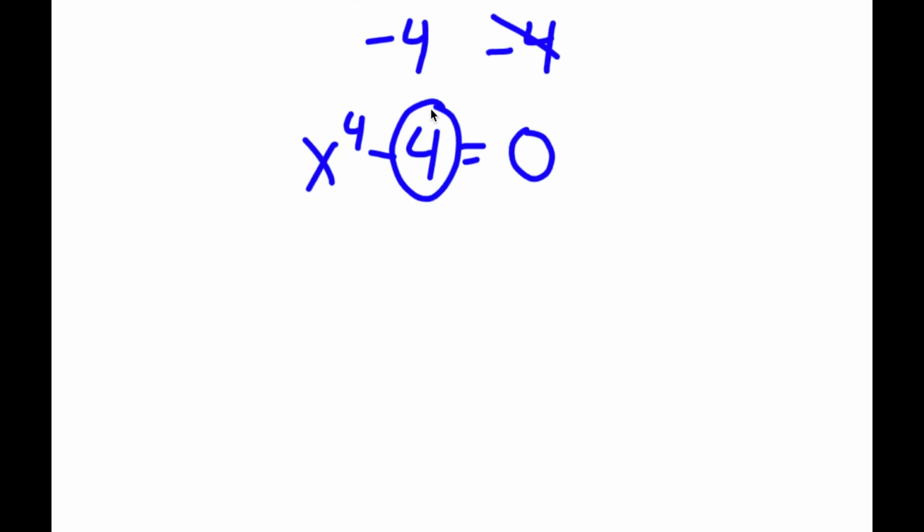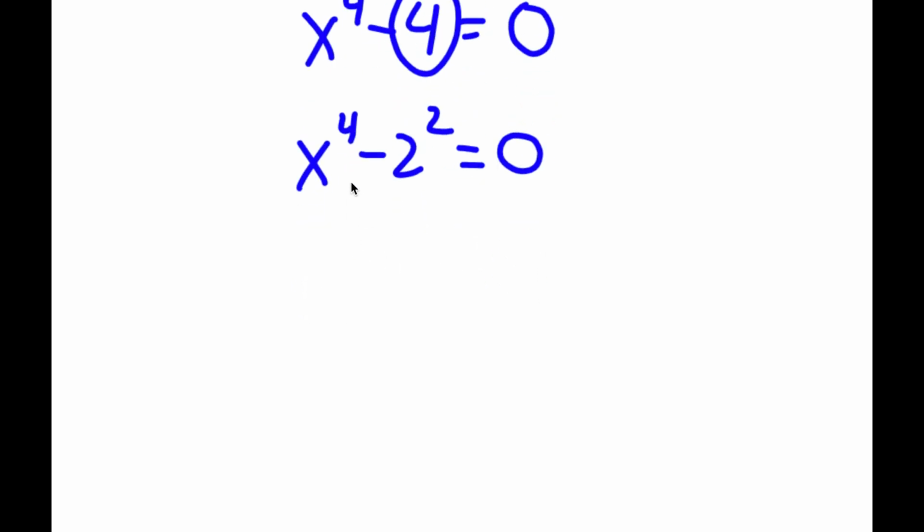Now, I'm going to rewrite 4 here as 2 squared. So now I have x^4 - 2^2 = 0. And I'm going to write x^4 as x^(2 times 2). So I have x^(2 times 2) - 2^2 = 0.